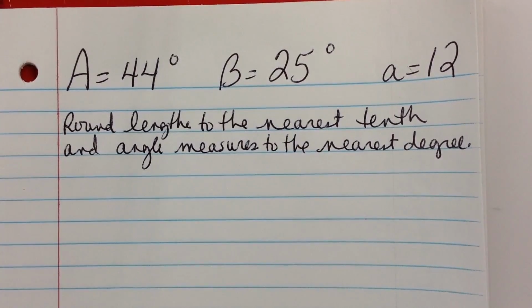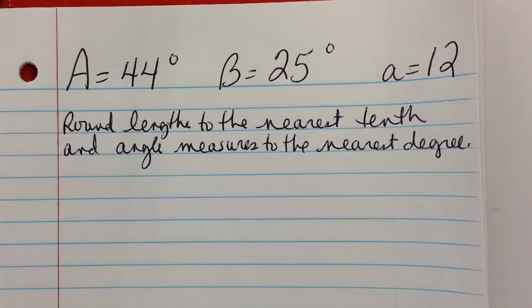Looking at this problem, we do not have a triangle drawn. So let's just look at our information that we have. Angle A is 44 degrees. Angle B is 25 degrees. And side A is 12.